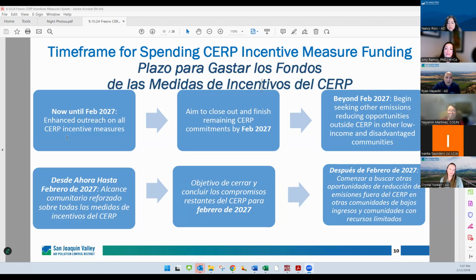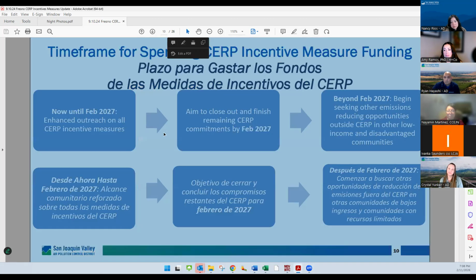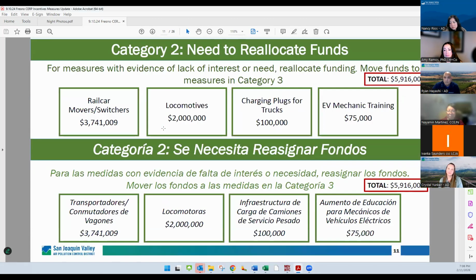As I shared in some of the other slides, we've spent a lot of the funding, but there are still some pretty large buckets that we haven't been successful in spending. Some of the measures we're not seeing any traction or movement with, we would recommend looking for opportunities to reallocate that funding.